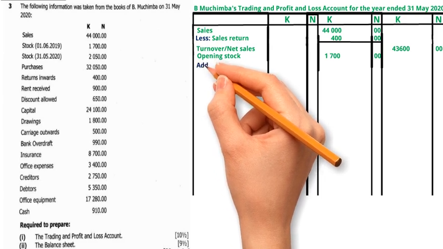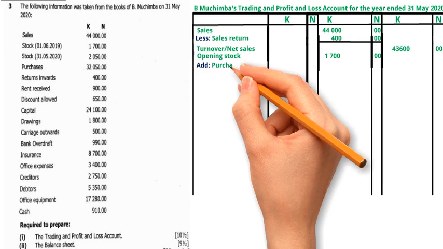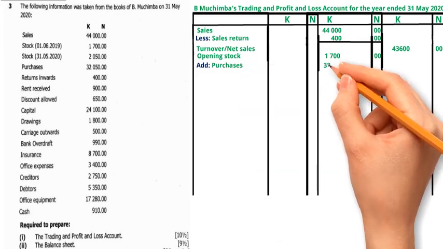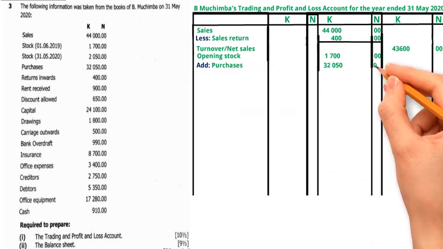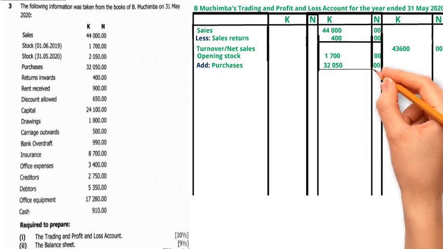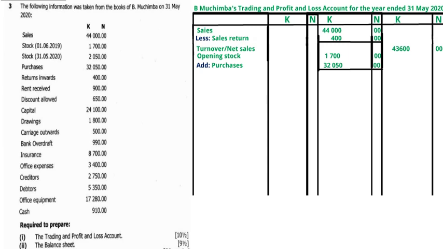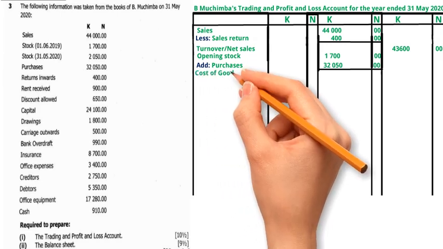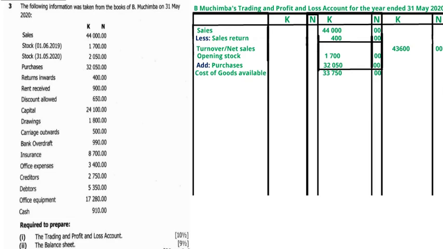And then I'm going to add the purchases. The purchases, that was 32,050 kwacha, and when I add 1,700 plus 32,050 kwacha it will give me 33,750 kwacha. Remember, I'm punching these in my calculator, and I encourage you to do the same thing. Don't be too over intelligent. Punch them, because any slight mistake will make everything wrong.